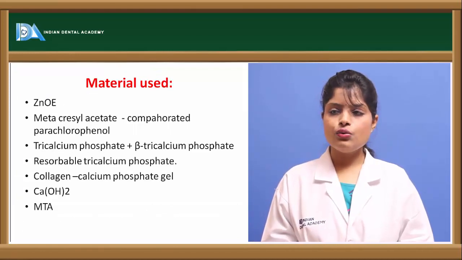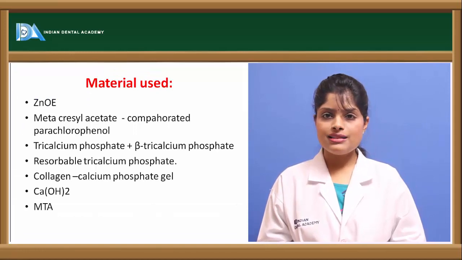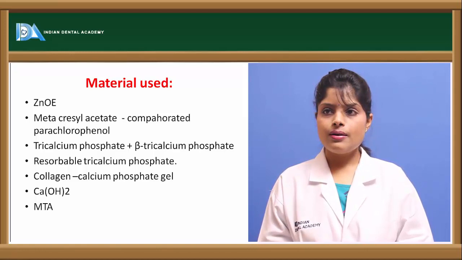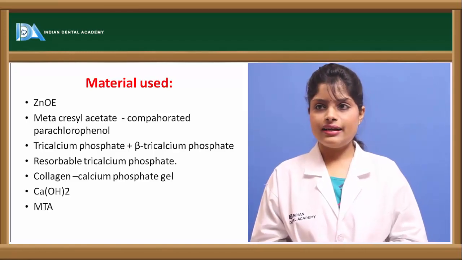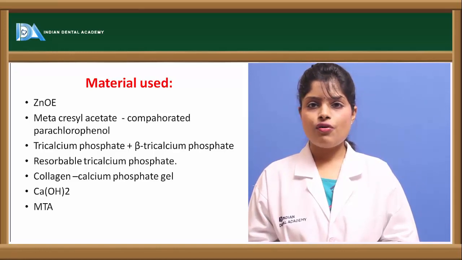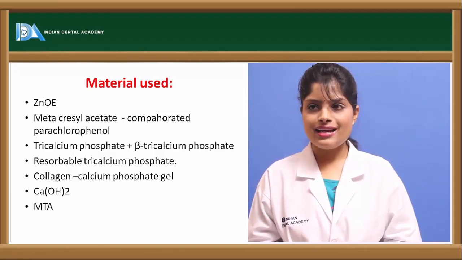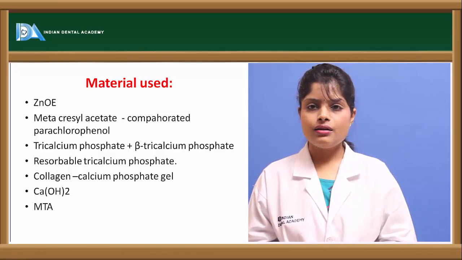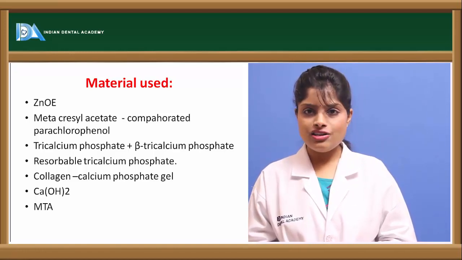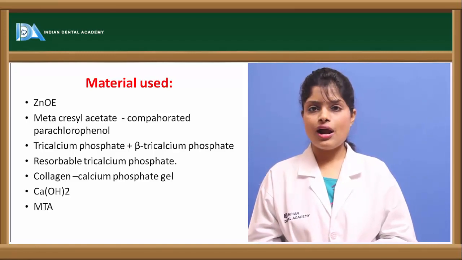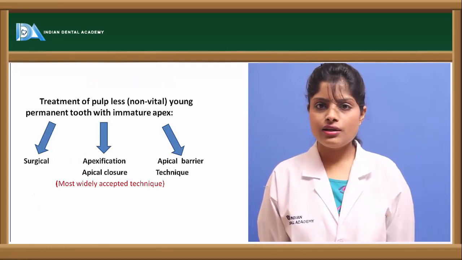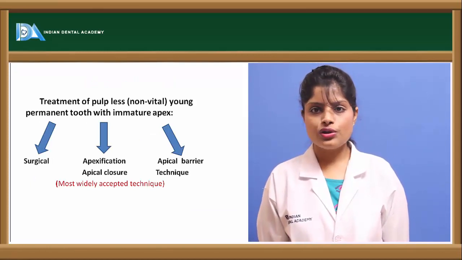The materials used for the apexification procedure are zinc oxide eugenol, methacrylate, camphorated parachlorophenol, tricalcium phosphate and beta tricalcium phosphate, then resorbable tricalcium phosphate, collagen, calcium hydroxide and mineral trioxide aggregate. The treatment of apexification can be divided into three types.